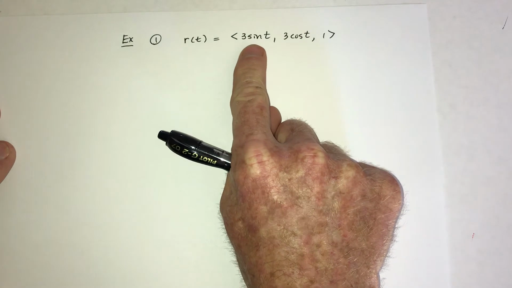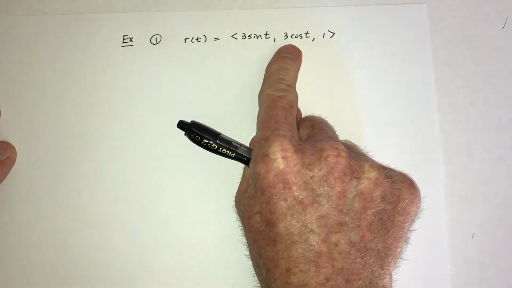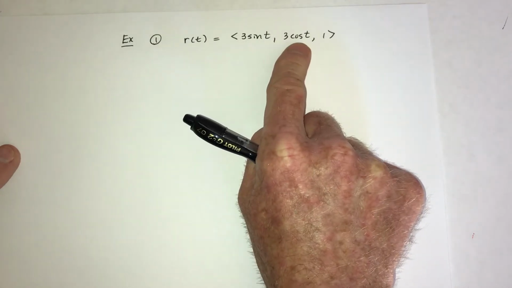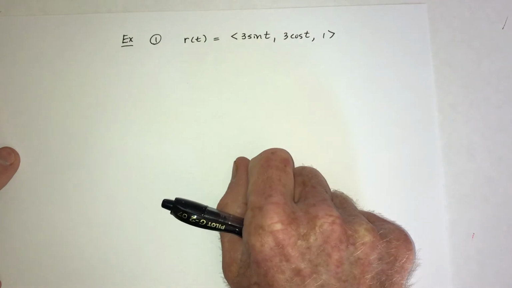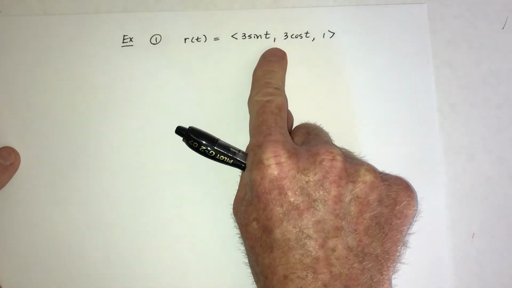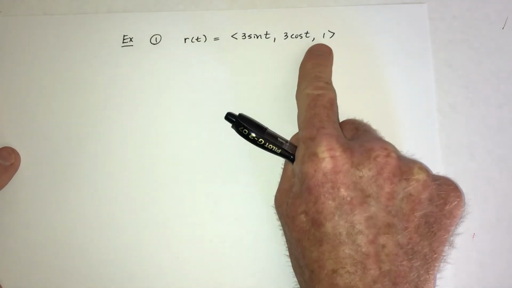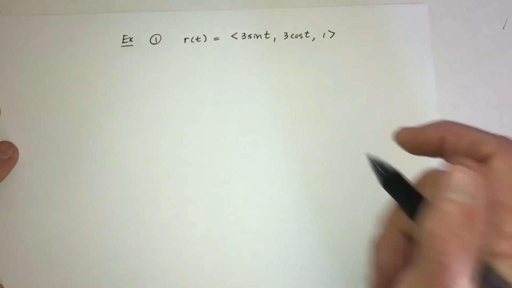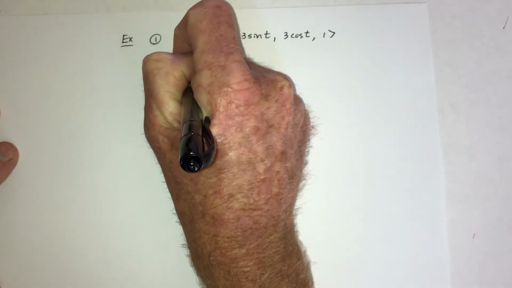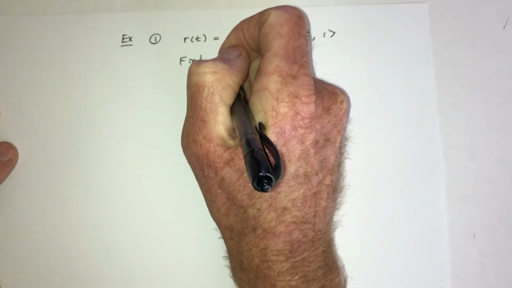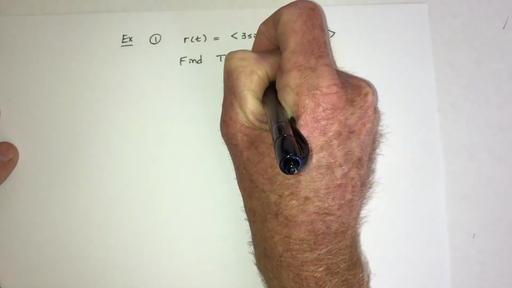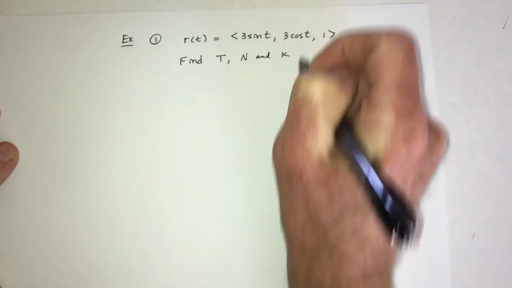If you put x squared plus y squared, that will equal 9 sine squared plus 9 cosine squared. You could factor out the 9, and sine squared plus cosine squared equals 1. So this is a circle, and then it's at a height of 1 on the z-axis. And then this is what the directions look like in the homework: find capital T, find capital N, and curvature.